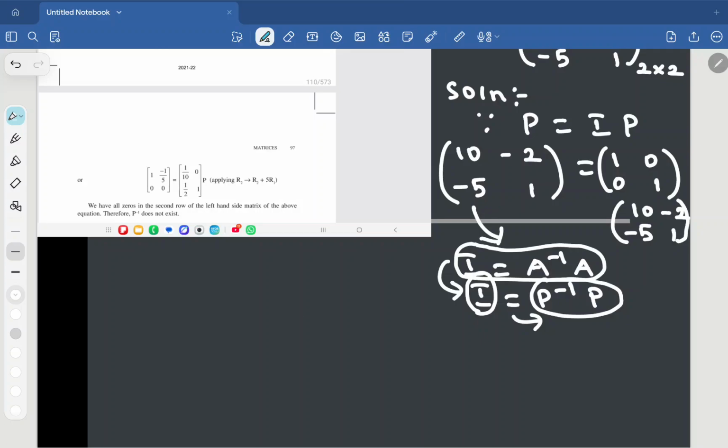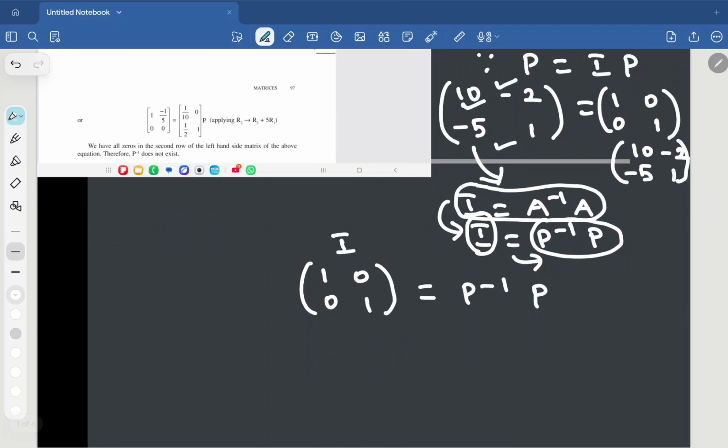Here, what is P? 10, minus 2, minus 5, 1. We have to do elementary transformation or elementary operation to convert LHS of the matrix 10, minus 2, minus 5, 1 in the form of 1 0 0 1. That is 1 0 0 1. This is LHS in the form of I, which is equal to P inverse P.